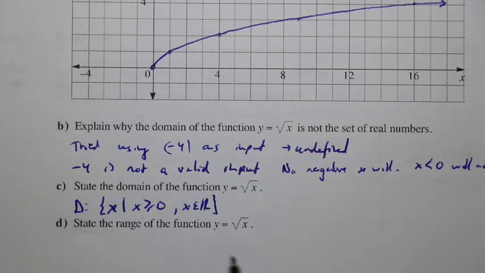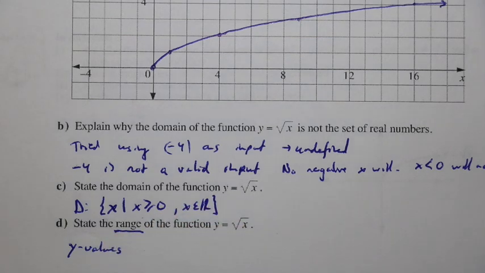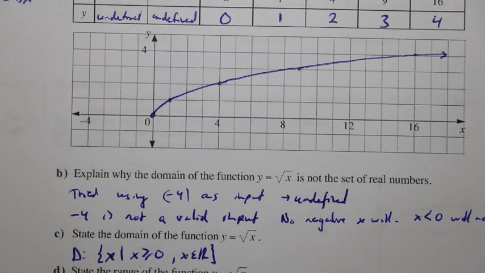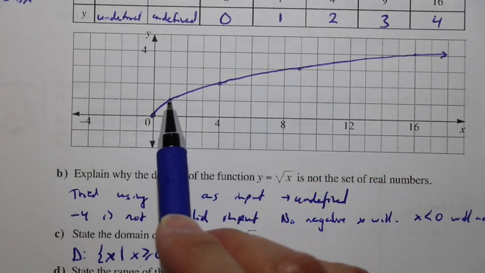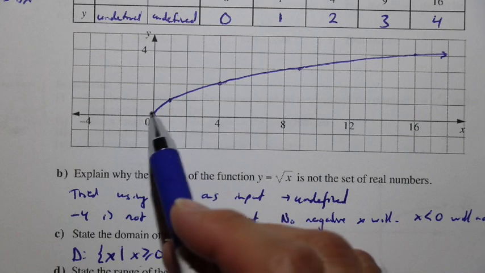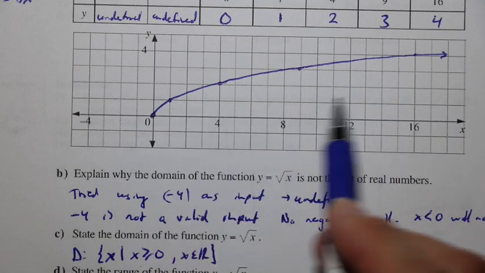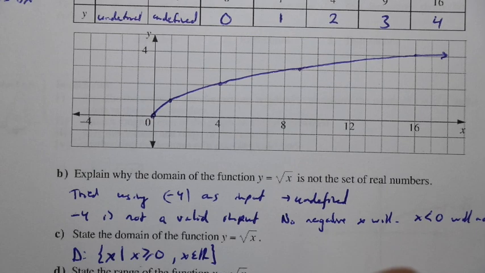What about d? Let's state the range of the function y equals the square root of x. Now we're talking about the range. If we're talking about the range, we mean y values. So how do the y values look? Most of the range will be done visually. Here we can see that it starts at 0 and then only goes up from there, and it'll keep going that way, we presume. So here, this is all the positive y values with y equals 0. So it seems then the range is y such that y is greater than or equal to 0, where y is any real number.